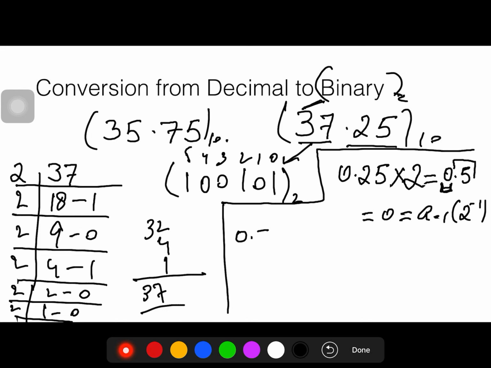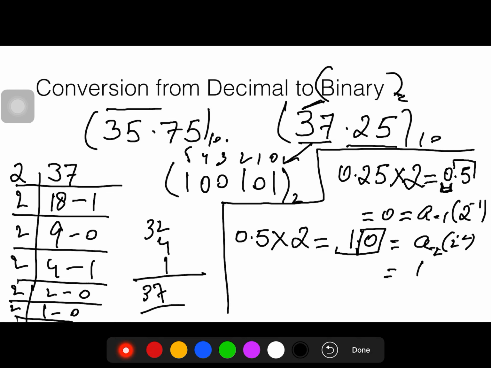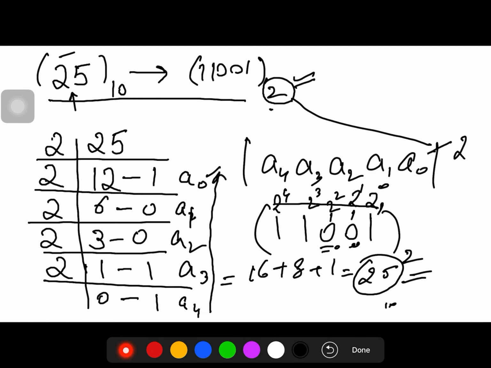Now, in order to proceed further, we will take the fractional part from the answer, which is 0.5, multiply by 2 and compute the result, which is 1.0. Now here the integral part is 1. Now our a of minus 2, or 2 raised to the power minus 2, will be 1. As our fractional part is 0, we can't proceed further. I will take up another example, 35.75.